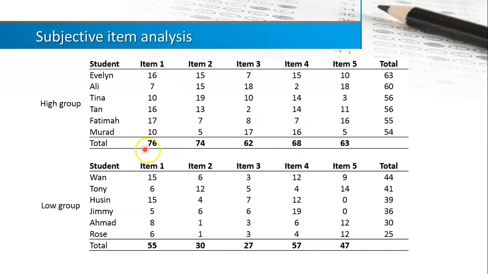Once you have this, you calculate the total. For item 1, for the high group, what's the mark? This one is 76. Item 2 is 74, and so on. You don't have to total over here. The full mark for each item is 20 marks, meaning the maximum marks for the high group is 20 times 1, 2, 3, 4, 5, 6, which is 120. For the lower group, the same thing, 20 times 6 is 120 marks maximum for the lower group.